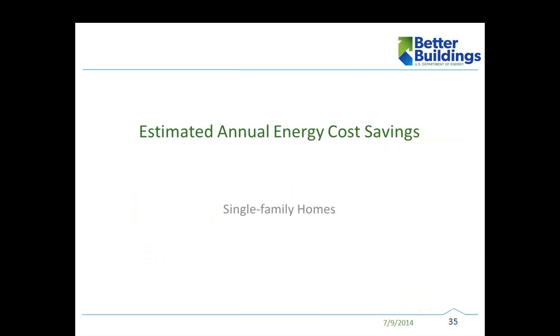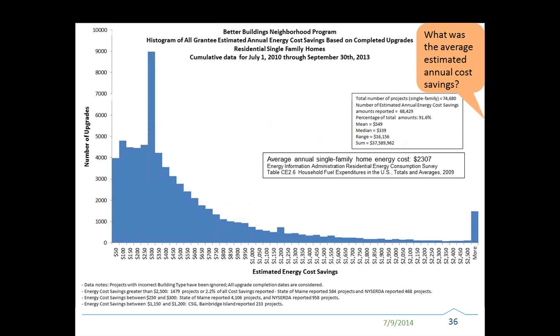Okay, a couple more graphs to kind of come to a close here. And one area is estimated annual energy cost savings. So we do have some graphs on that. We do see something interesting here. We see a very big spike over here, and that's actually attributed to a number of projects reported from Maine that had the same cost savings. So that's not really that interesting if you're looking at a distribution, but we can kind of identify where those are coming from.